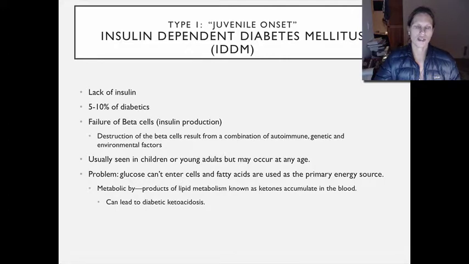And the big issue here is glucose can't enter the cells. So therefore we have to switch. Proteins and fats have some issue getting into the cells, or the byproducts of protein and fat degradation, but not as big of a problem as glucose. So the metabolic byproducts of lipid metabolism, which are the ketones, start to accumulate in the blood, and that's what leads to diabetic ketoacidosis. This is what you want to remember. All patients with insulin-dependent diabetes mellitus must receive insulin therapy.